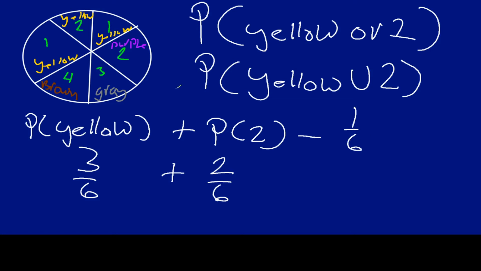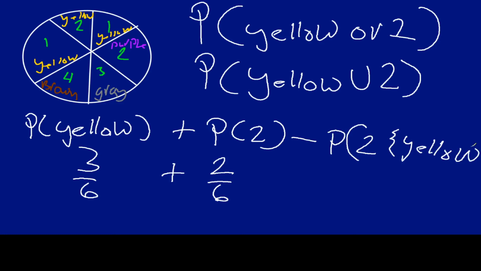So if I do my basic math, 3 plus 2 is 5. Oh, I put that in the wrong spot. Excuse me, let me fix that. So the probability of getting a 2 and a yellow at the same time is going to be 1 out of 6. So we have the same denominator each time, so we can ignore that for now. We know that our bottom number is going to be 6. So if we look at the numerators, 3 plus 2 is 5. 5 minus 1 is 4. So the probability of getting a yellow or a 2 is 4 out of 6. And if we want to reduce that, we can say 2 out of 3, like so.